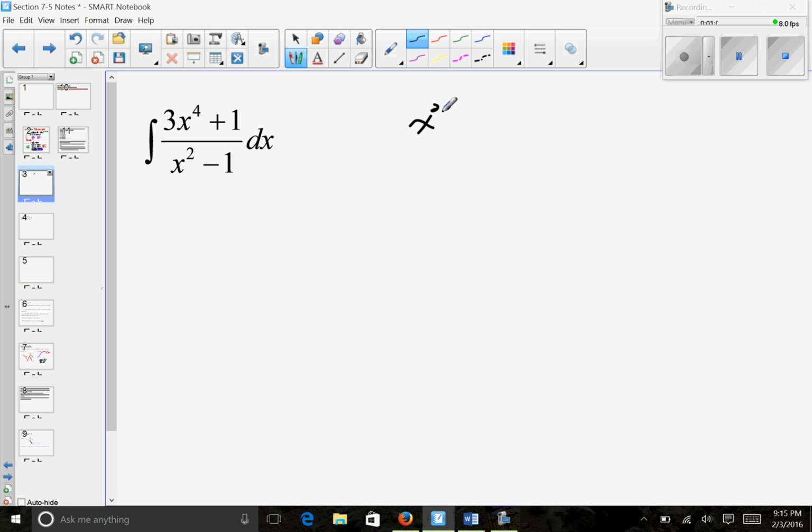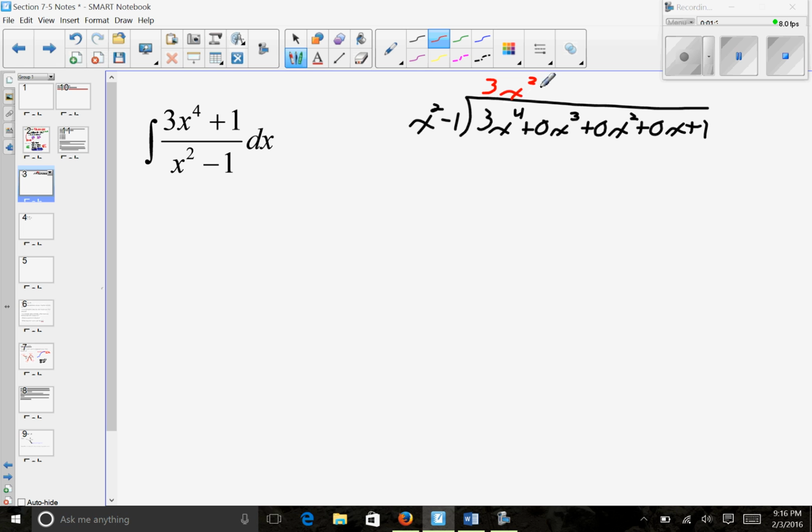So as a reminder of how long division is done, I am going to want to put the placeholders for the missing terms here. So I've got 3x^4 plus 0x^3 plus 0x^2 plus 0x plus 1. And long division is done with polynomials the exact same way long division is done with known constants. So I would start with, what would I multiply x^2 by to get 3x^4? That would be 3x^2. So I take this 3x^2 times the x^2 minus 1. And I put the 0 placeholders here so that it's easier for me to line up like terms.